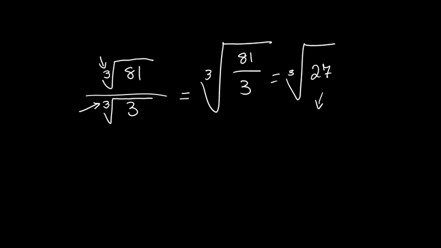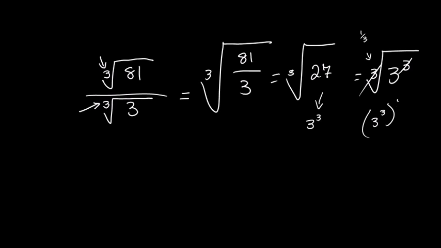And let's see what 27 factors into. That's 3 to the third. So if I have the cube root of 3 to the third, those powers cancel out, because that is a 1/3 if I decide to write it out. 3 to the third to the 1/3 becomes equal to 3. 3 is your solution for this one.